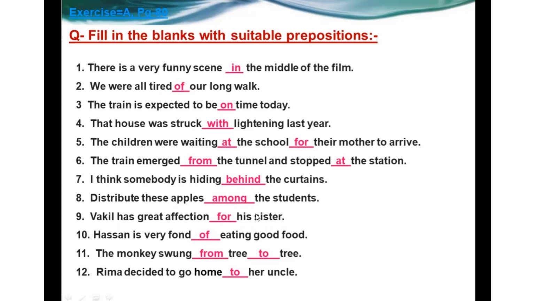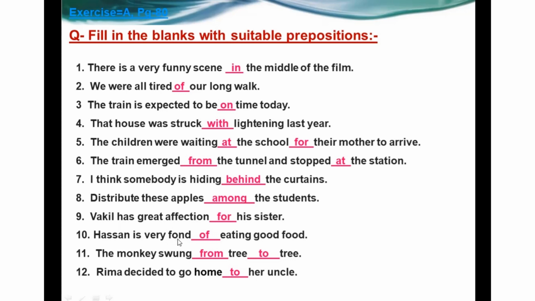Okay. So for whom is this person having great affection? For the sister. So the correct preposition that we'll be using here is for. Number 10. Hassan is very fun dash eating good food. So see students, in the blank we will write fond of eating good food. It means very much interested. He's very much interested in eating good food only.